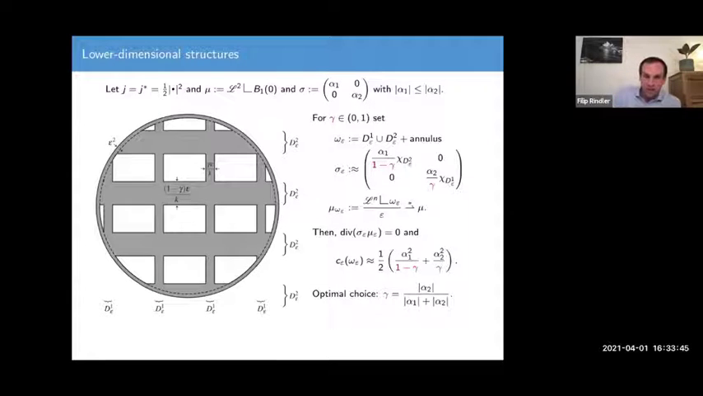Let me show you what I mean by this construction. You take a parameter gamma between 0 and 1, and you set omega epsilon, the shape I claim to be almost optimal, to be D1, the vertical beams, plus D2, the horizontal beams. They do intersect, but okay. And there's this little annulus, which I just need to satisfy the requirement that I cover the boundary of the large omega. Now I set sigma epsilon roughly to be alpha 1 over 1 minus gamma on the horizontal beams and alpha 2 over gamma on the vertical beams.